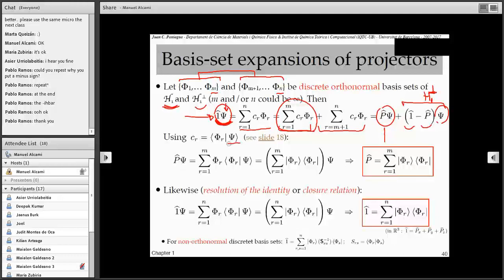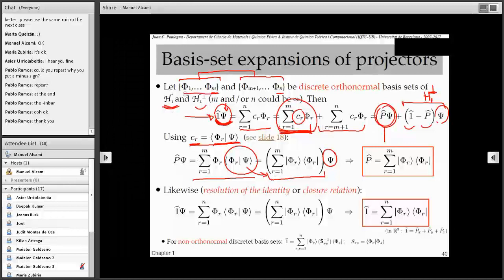For orthonormal basis sets, we have already seen that the coefficients can be calculated as scalar products, and then the effect of applying the projector P to psi, which is this element, can be written that way. I have put this instead of c. And so formally, we can say, let's put the ket or the vector outside the sum, and then this is an expression of the operator associated to this particular basis set of H1. In quantum mechanics books, this is the useful way of representing projection operators.